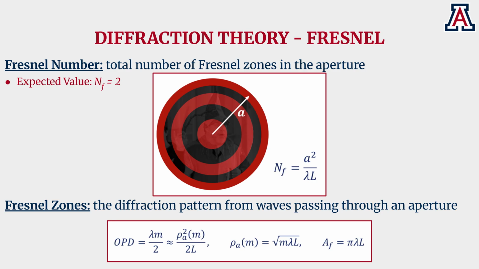These zones have two important properties. Their radius increases with the square root of the zone number, while each zone has approximately equal area. In this experiment, we will intentionally configure the system to observe different diffraction regimes corresponding to m equals 0, m equals 1, and m equals plus 1.